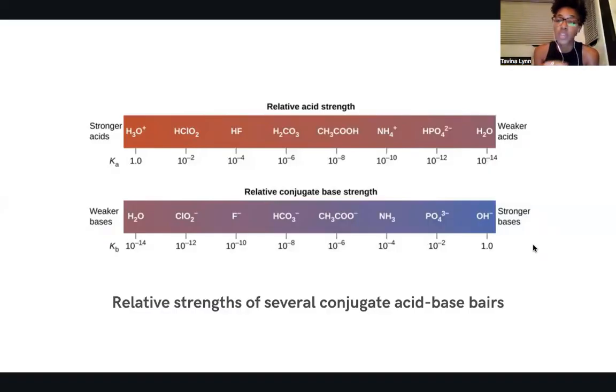which is essentially what we showed in the previous video. There is an inverse relationship between the strength of an acid and its conjugate base, or base and its conjugate acid.